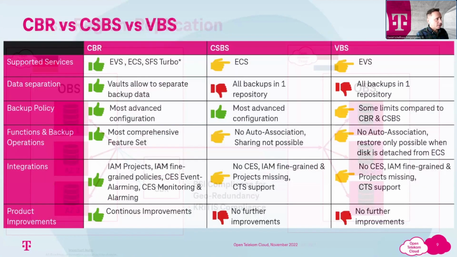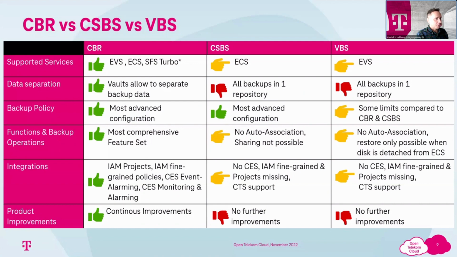Then I would like to come back to the CSBS and VBS. I gave you here an overview about the function set and feature set given inside these 3 backup services. And here my message is, and this slide should give you exactly that message. The message is clear. You should go ahead and consider going to the CBR service, because CBR service is the most advanced. It supports, of course, all our services, EVS, ECS, as well as SFS Turbo.